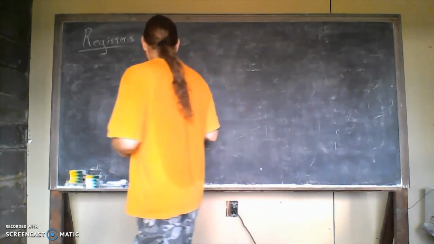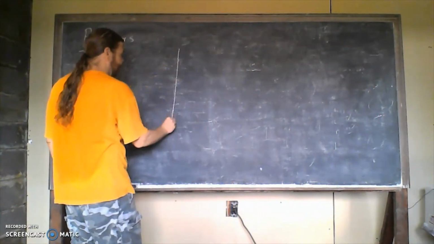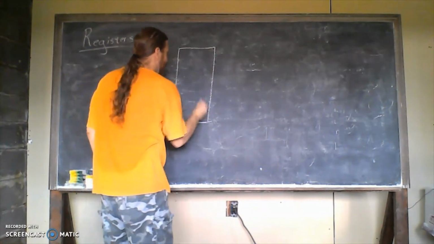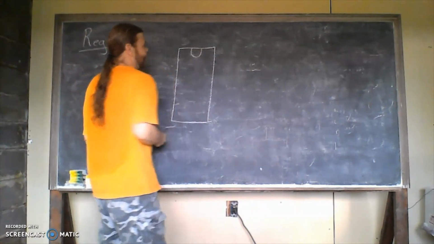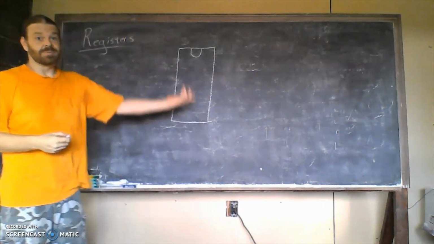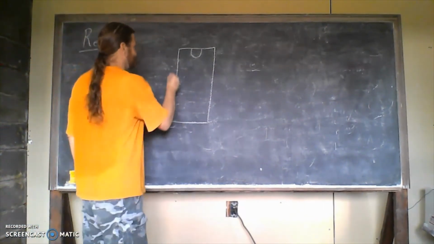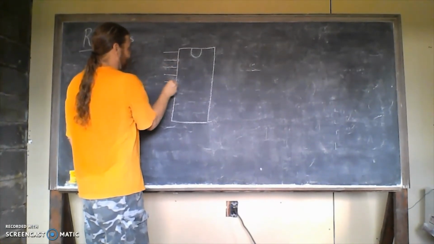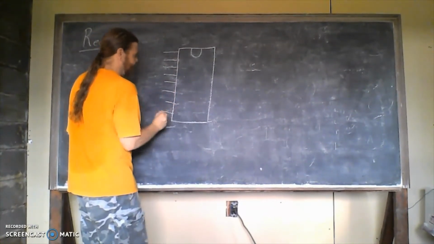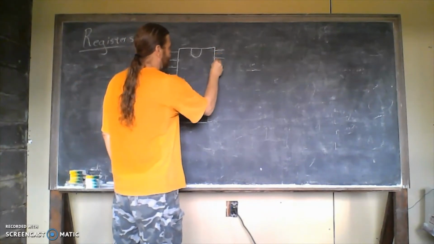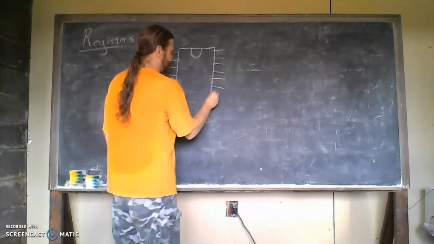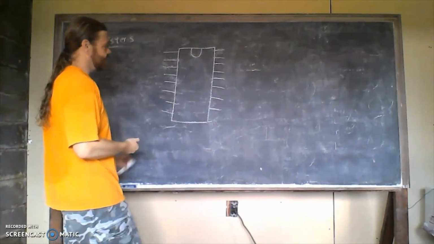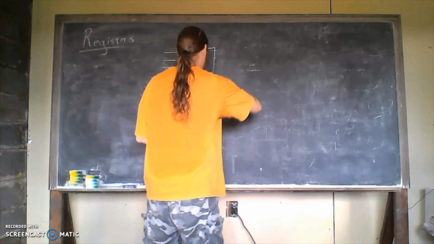So the chip itself that we're going to use for this example, the register, is basically a normal little shaped IC circuit, and we have 8 pins down each side. 1, 2, 3, 4, 5, 6, 7, 8. 1, 2, 3, 4, 5, 6, 7, 8. Those aren't very lined up. Sorry, let me redraw that.